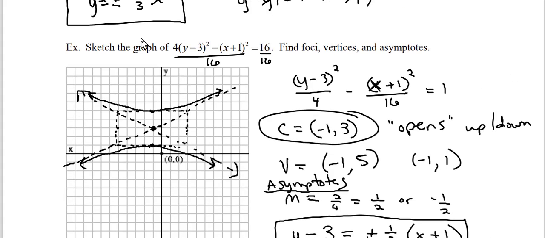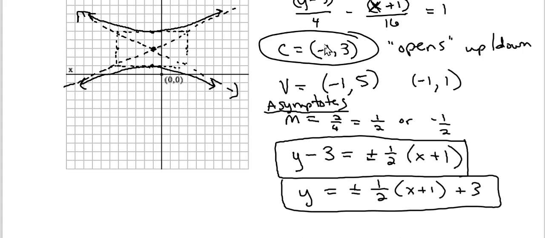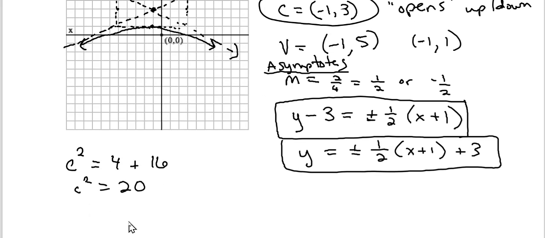Last thing I think we need here is the focal points, right? We have the vertices, we have the asymptotes, we still need that. Remember, they're going to be out here somewhere. They are the biggest distance in the hyperbola. 4 is this distance squared. 16 is that horizontal distance squared. So c squared is 20. So c would be the square root of 20, or 2 root 5, technically plus or minus.